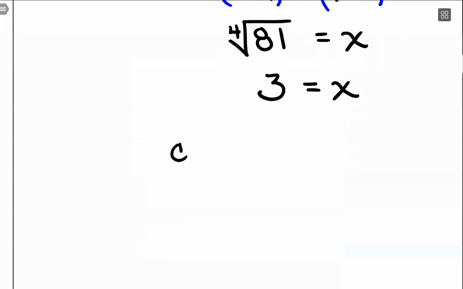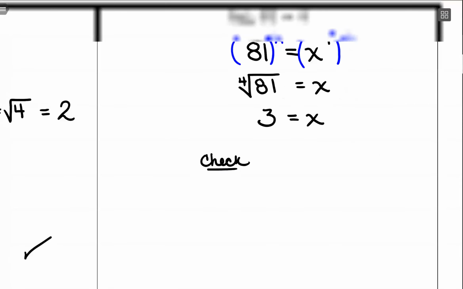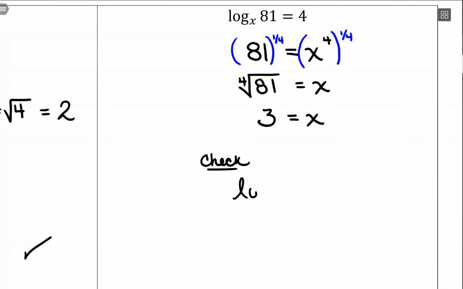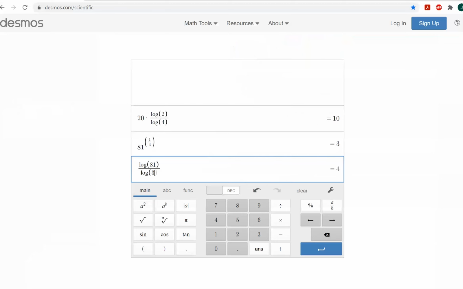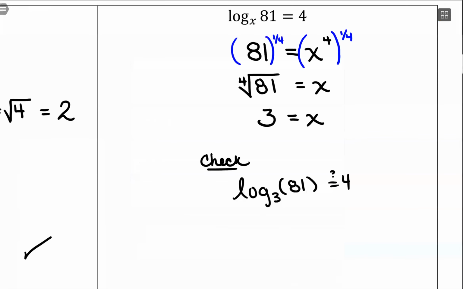So to check our solution, what I would be doing is plugging in 3 for x. So I'm taking log base 3 of 81, and I want to know if that's equal to 4. So what we could do is go to the calculator and plug in the change of base formula. So logarithm of 81 divided by logarithm of 3, and there's our value of 4. So that checks out.